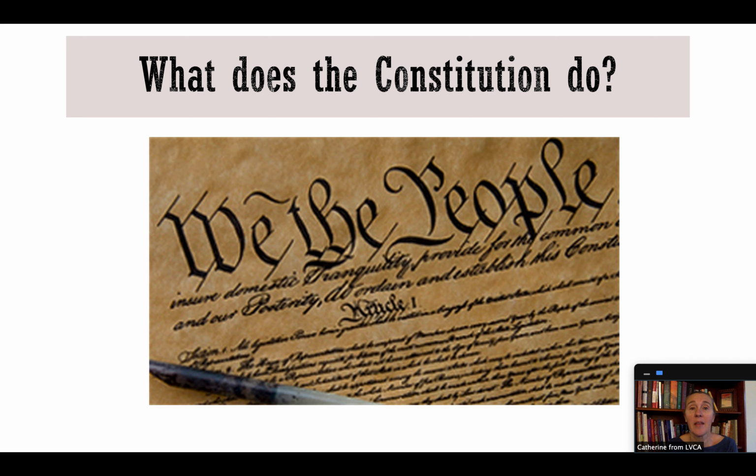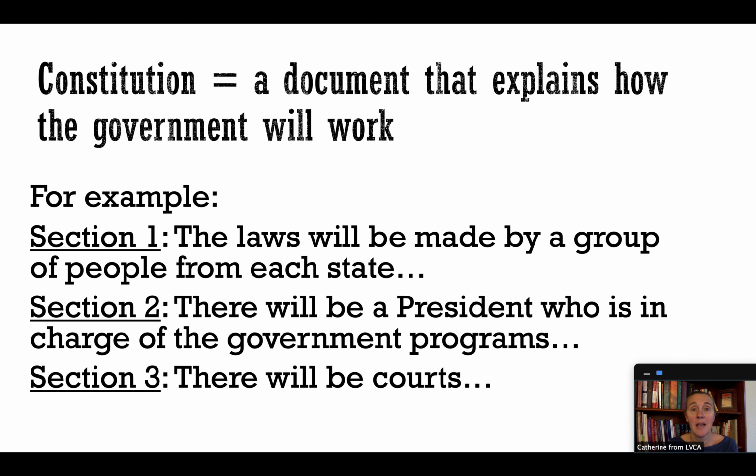What does the Constitution do? Our Constitution explains what our government should be like. A constitution is a document that explains how the government will work. For example, in our Constitution, Section 1 says the laws will be made by a group of people from each state, and explains about that.